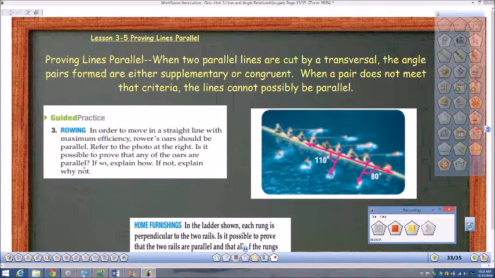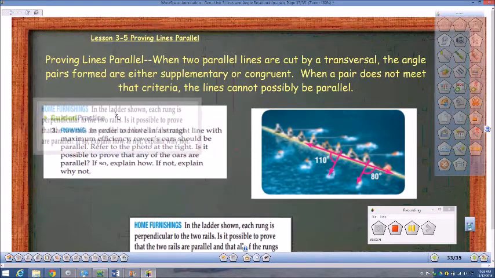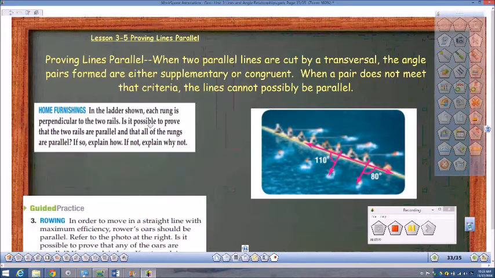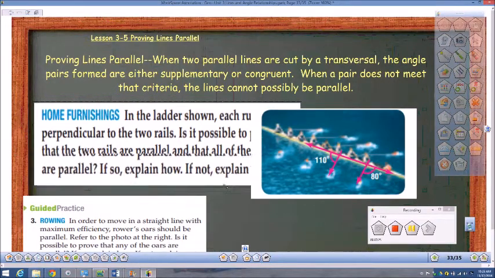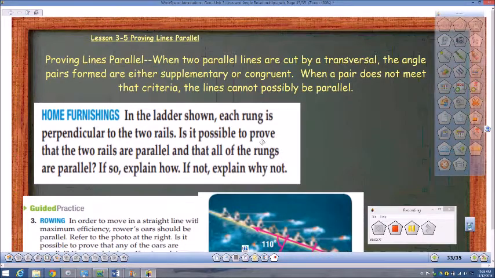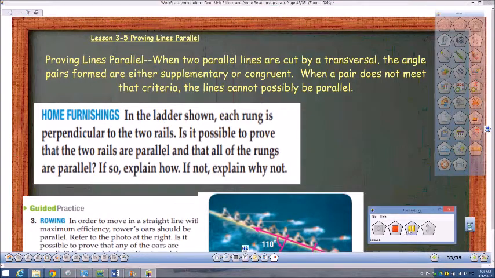So it says, refer to the photo at right, is it possible to prove that any of the oars are parallel? If so, explain how, and if not, explain why not. So we just kind of talked about that. So I'm going to let you do this one, and I want you to pause and talk about it for a little bit. And this one says, if a ladder is shown, in the ladder, whoa, there's not a ladder shown. Sorry guys, we're going to continue going.